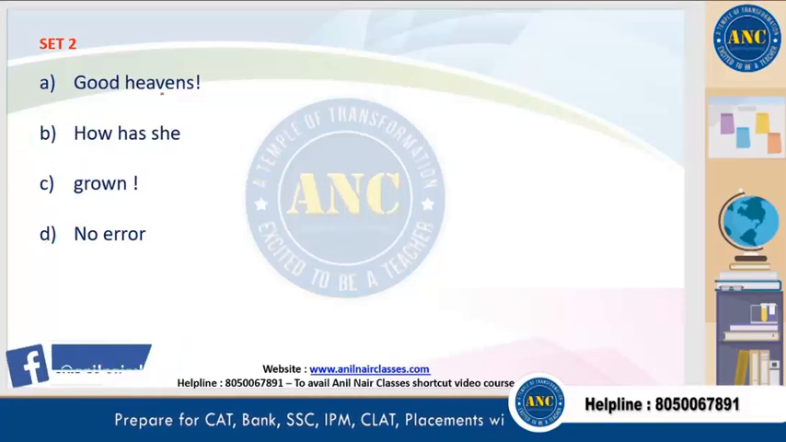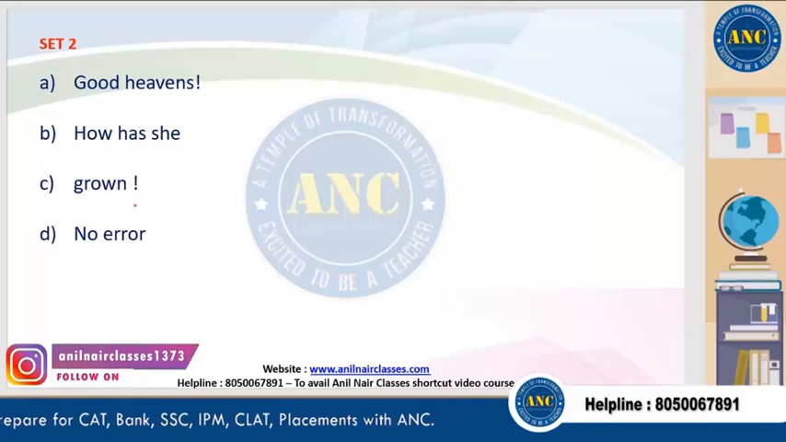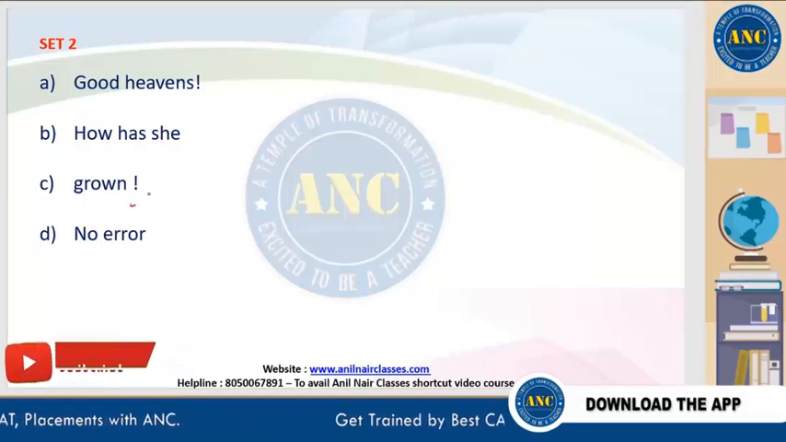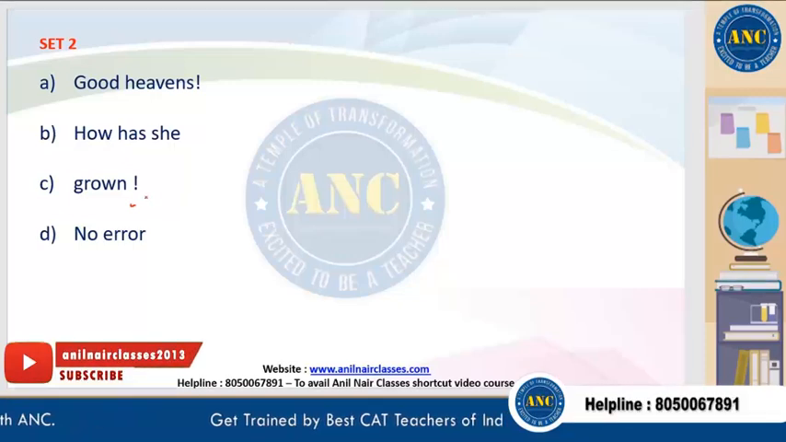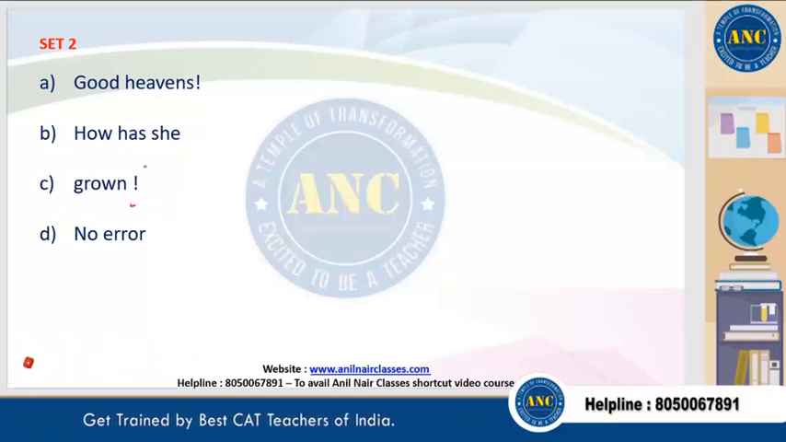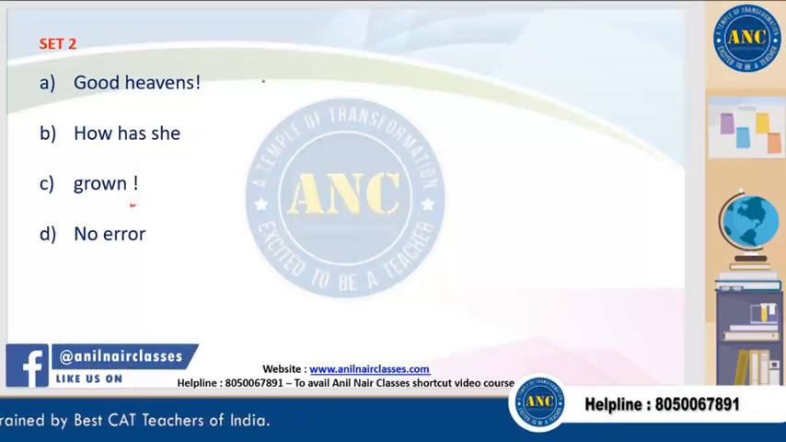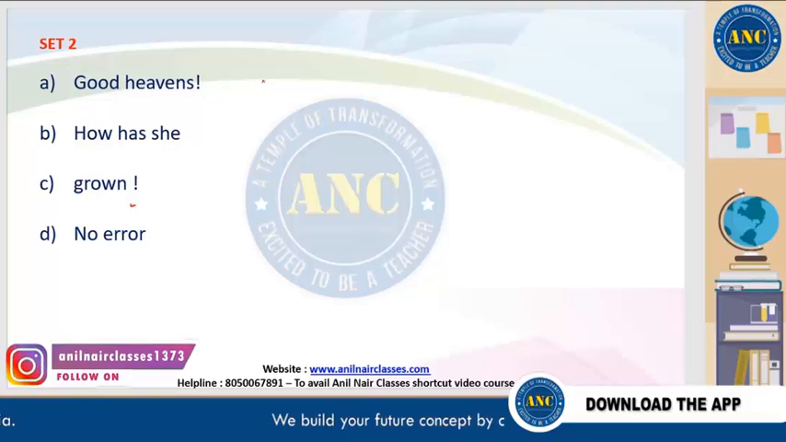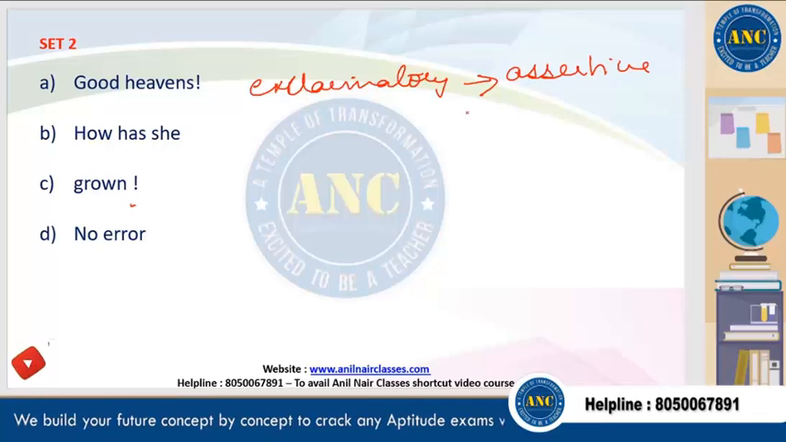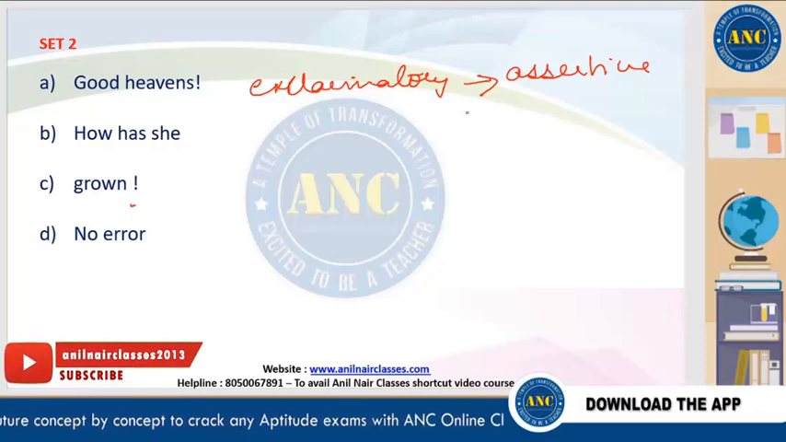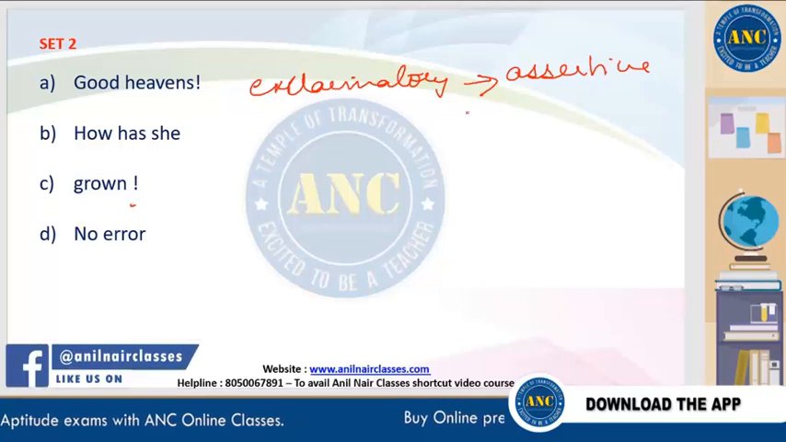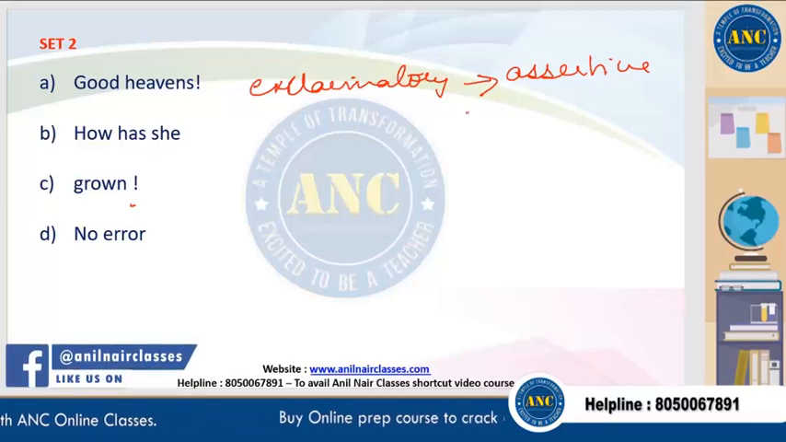Next one. "Good heavens, how has she grown?" So the sentence is in the exclamatory format, right? It's not in the interrogative pattern. The exclamatory sentence will have the normal assertive sentence pattern only. So that means first the subject, then the helping verb and the main verb will come. Here they have given the helping verb, then the subject, then the main verb.